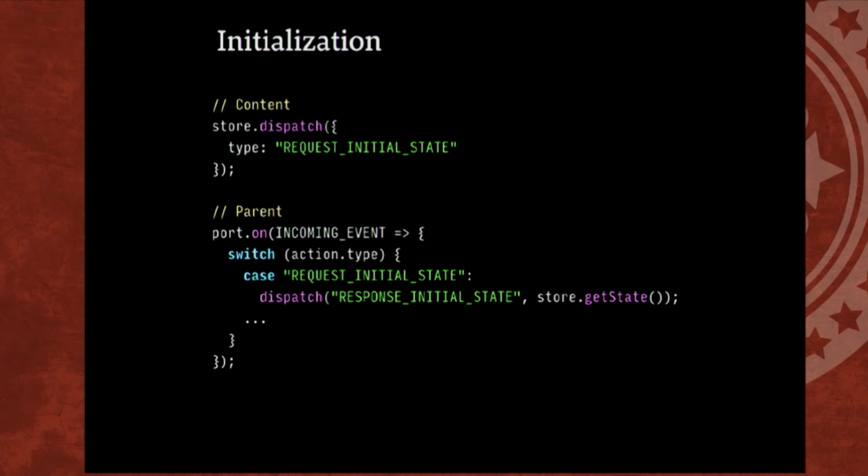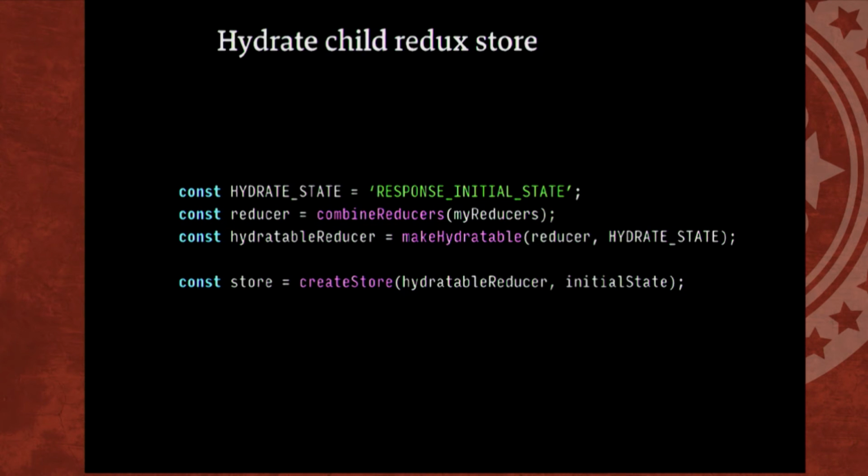Well, when we first load a tab, we're going to need to prime it with the current state of the application. So we'll have to send a message from the content to ask for the initial state and respond with a message containing the current state. So how do we actually replace the entire state of the store? This is actually not immediately obvious.